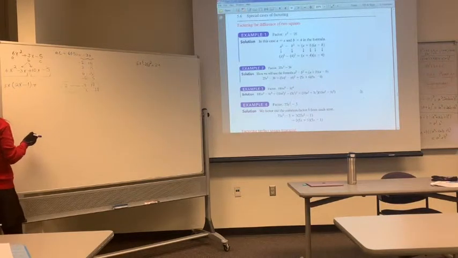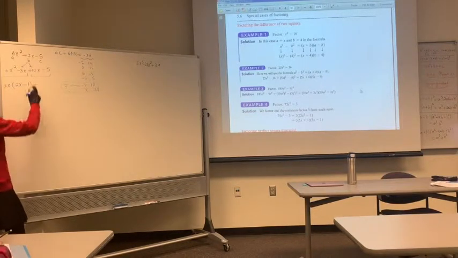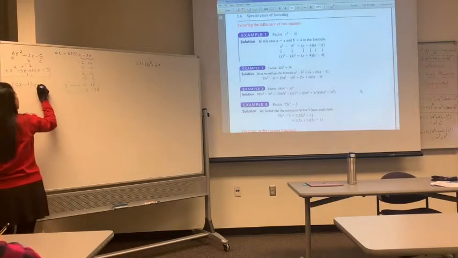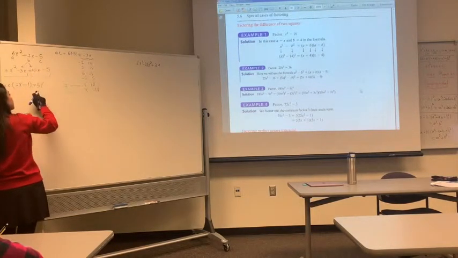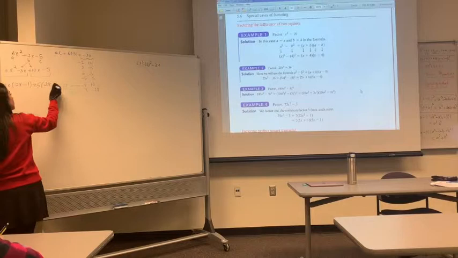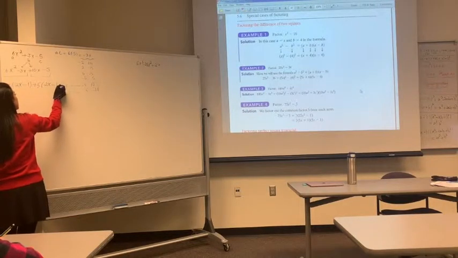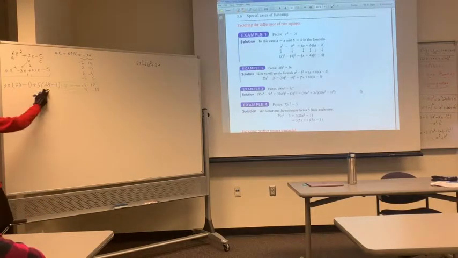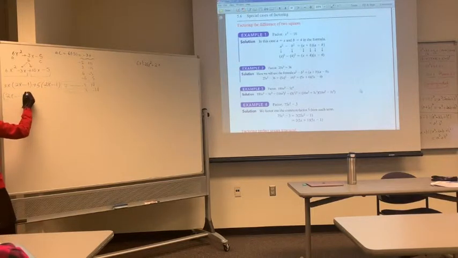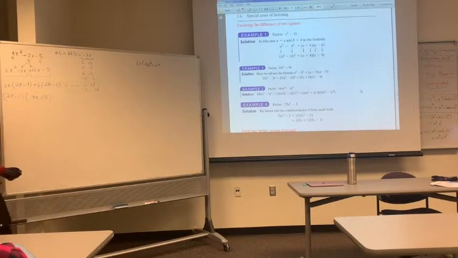Plus. What is common between these two? 5. 10x divided by 5 is 2x. This one divided by 5 is 1. And now between these two, 2x minus 1 is common. So we have 2x minus 1 times 3x plus 5. Okay?